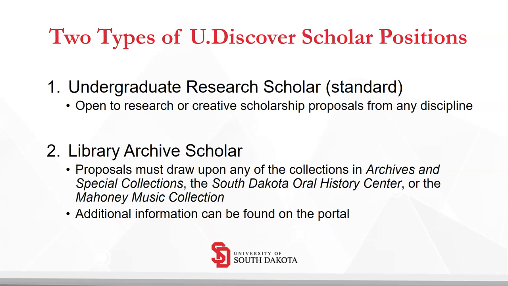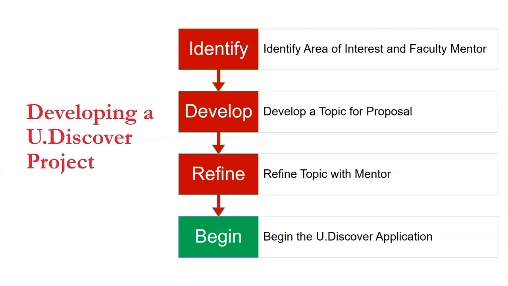So in terms of thinking about the two types of positions, everyone has to develop a proposal. And whenever we think about developing that proposal and that project, in terms of thinking about where you are and where you're moving, we have to start with how do we identify what you want to do your project on? So if you're considering applying for U.Discover, the first thing that you should do is identify both an area of interest as well as a faculty mentor.